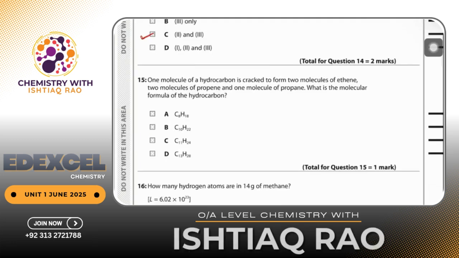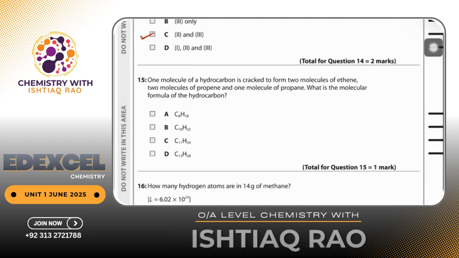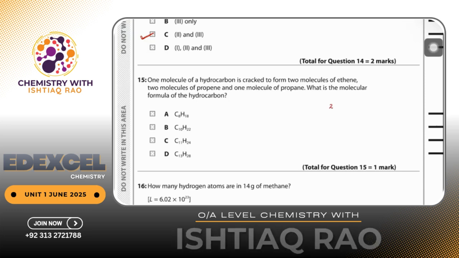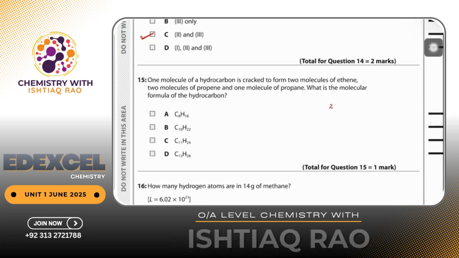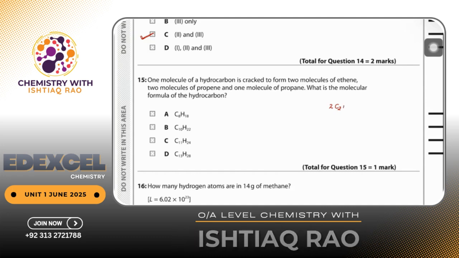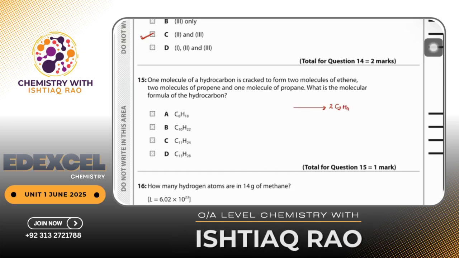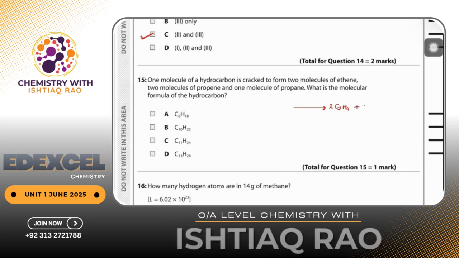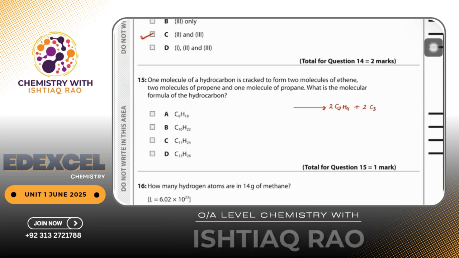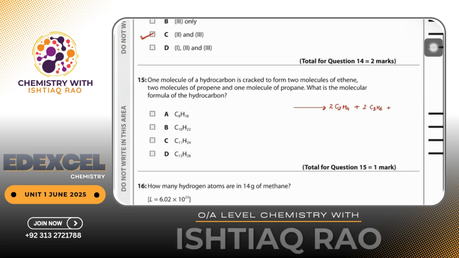One molecule of a hydrocarbon is cracked to form two molecules of ethene. Two molecules of ethene means two molecules of C2H4. Two molecules of propene, that's going to be C3H6, and one molecule of propane, that's going to be C3H8.